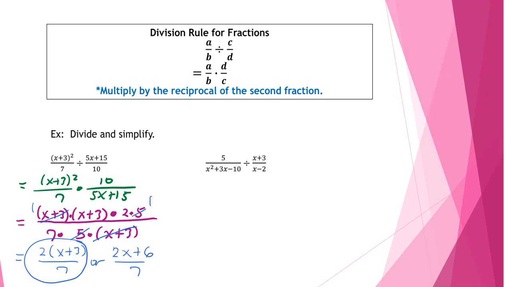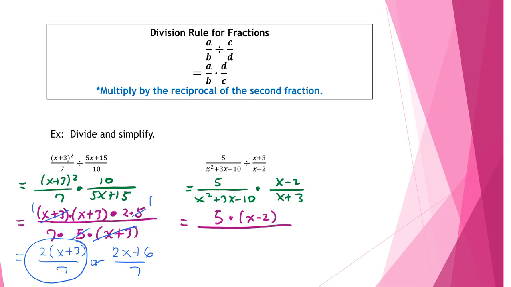Okay, so in this other example, we have, again, starting with division. I want to rewrite my problem into multiplication of the reciprocal. 5 over x squared plus 3x minus 10 times x minus 2 over x plus 3. Then I'm going to factor where possible and multiply. 5 does not break apart, neither does x minus 2.